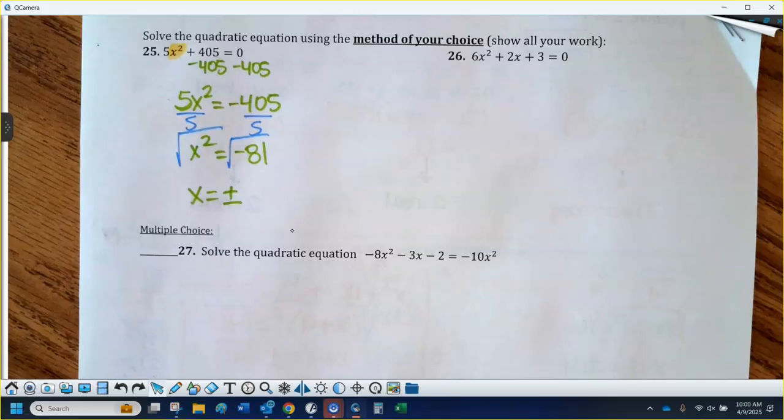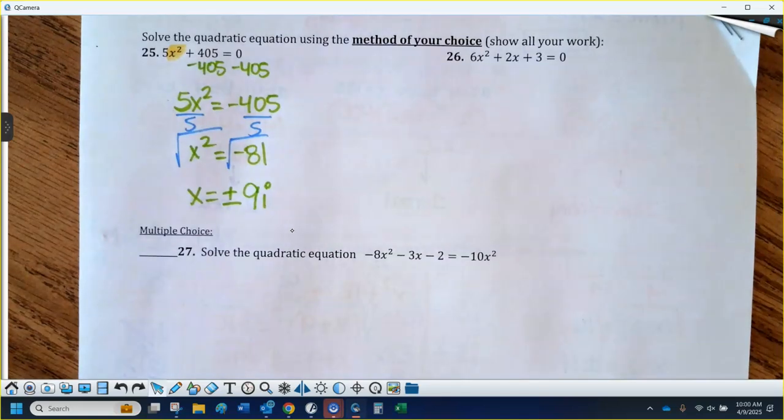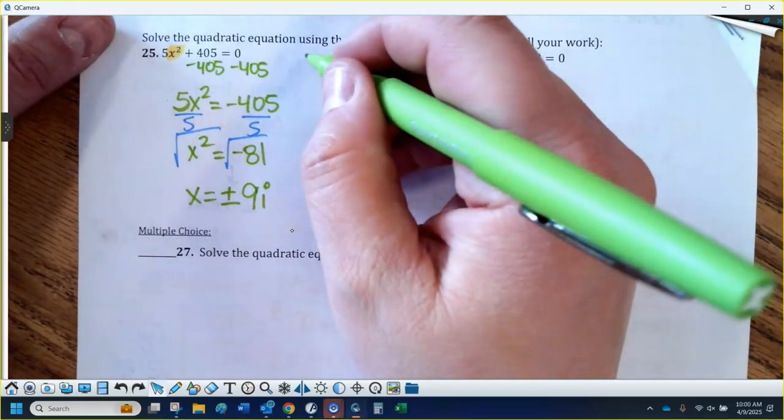What would those 2 answers be? Like, what would you write next to the plus minus? 9. 9i. That's because you got the negative. That's a perfect square in imaginary land. You just got to put the i next to it because of the negative. That's it. There's your 2 answers. Positive 9i, negative 9i.